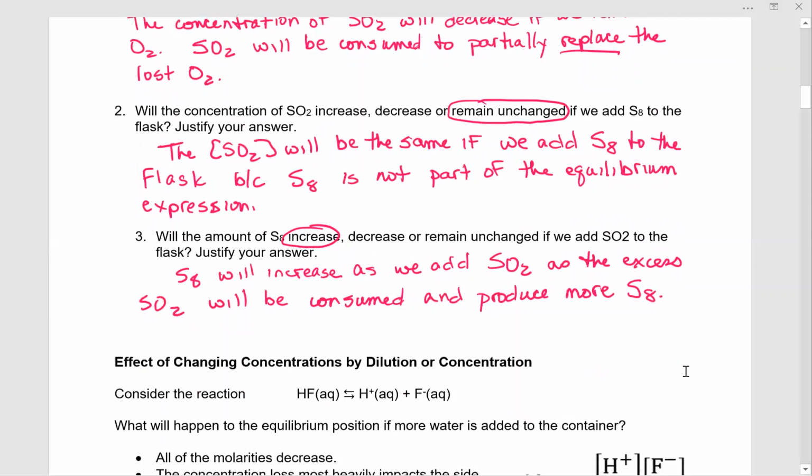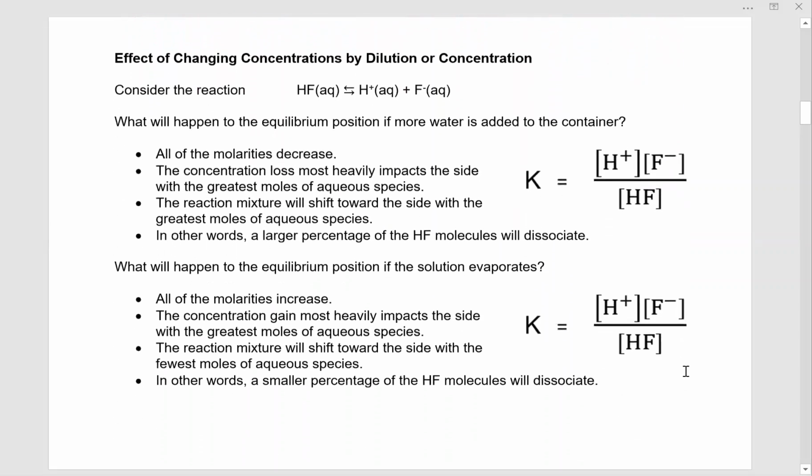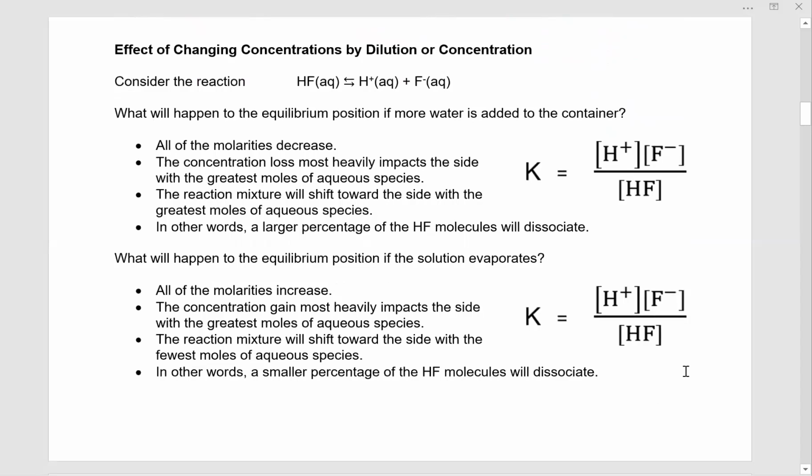Okay, this next one here, effect of changing concentration by dilution or concentration, is more subtle. Consider the reaction HF in equilibrium with H plus and F minus. What will happen to the equilibrium position if more water is added to the container? Okay, so we're going to add more water to the container, which means all of the molarities decrease, which I'm showing by an arrow. Notice that the concentration lost most heavily impacts the side with the greatest moles of aqueous species. We're going to be multiplying two things by each other. If you've got two things that have gone down by the same molarity, you're going to see a greater impact.